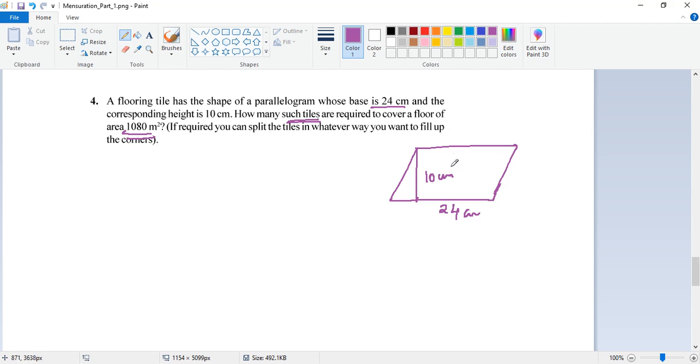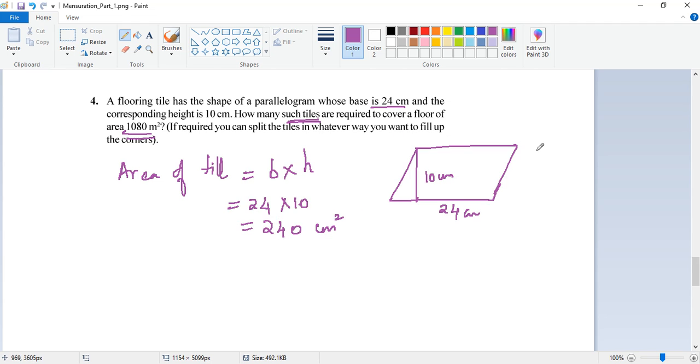Now they are asking how many such tiles are required. Here you see the area of a parallelogram. How much area will each tile cover? The area of a tile is the area of a parallelogram, which is base times height. Base is 24, height is 10, so you get 240 centimeters square, right? This is the area each tile covers, but the unit here and the unit over there are not the same.